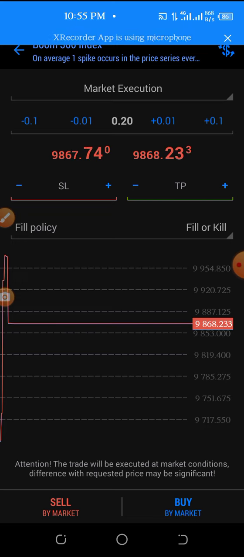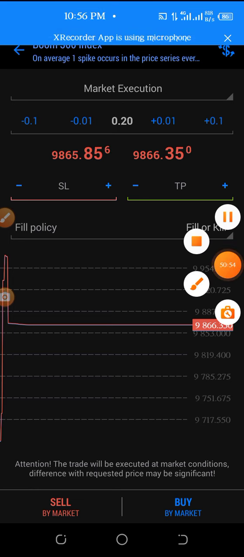Let me just teach you. You enter. I'm going to teach you slot size. Slot size is the amount you can use to trade at a time. This is 0.20. Then let's say sell. Just click sell here now.